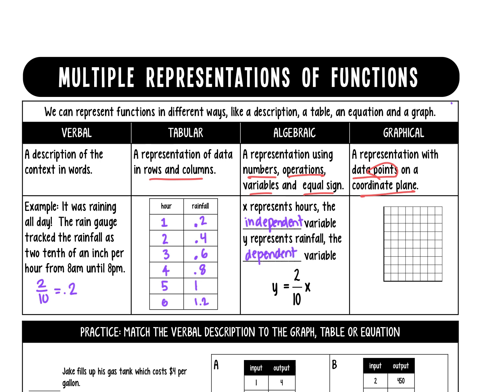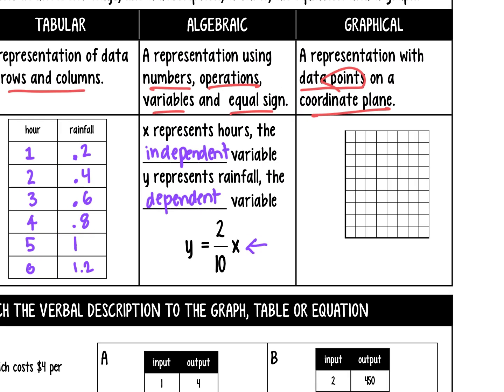Now, for every time I'm increasing X by 1, I am increasing Y by 0.2. So I can write it as this equation, Y equals 0.2 times X. And finally, I can write this in graphing form.